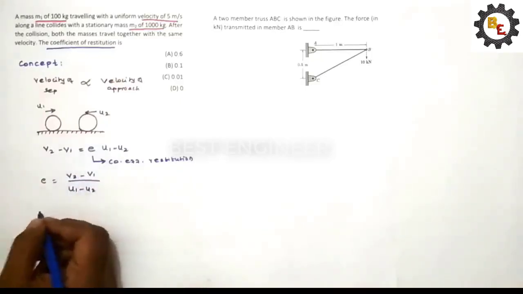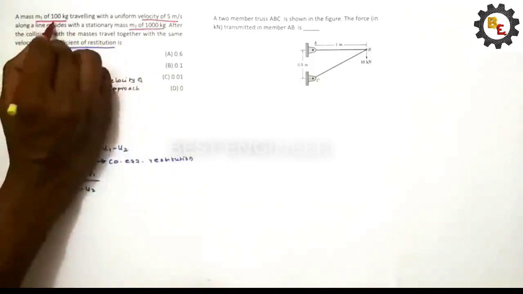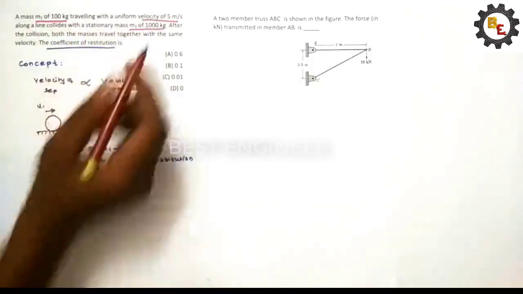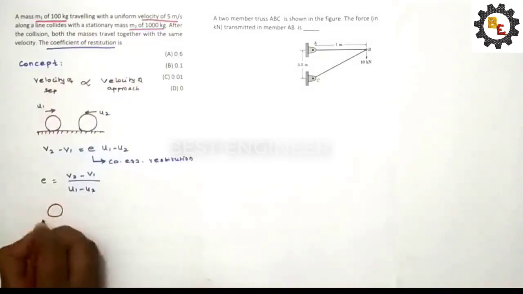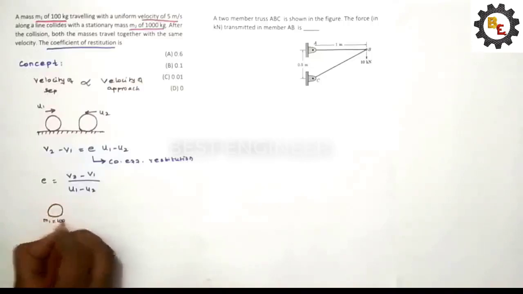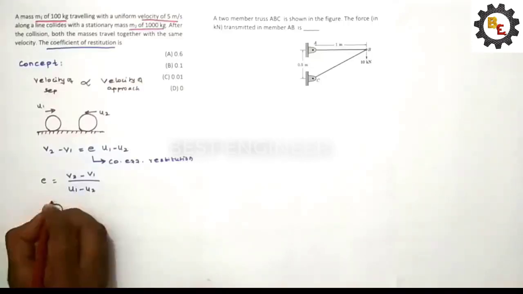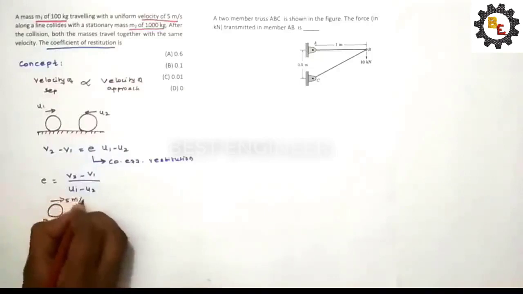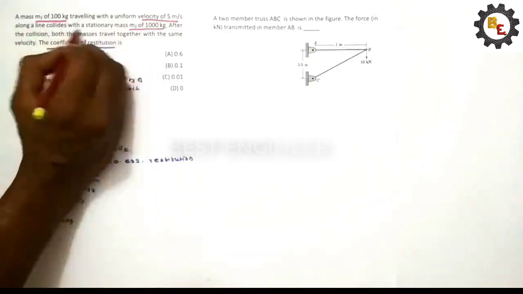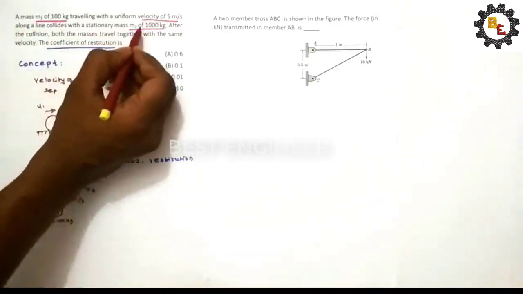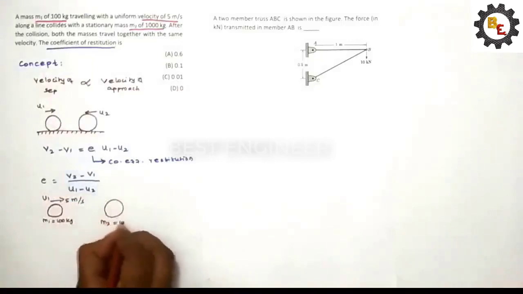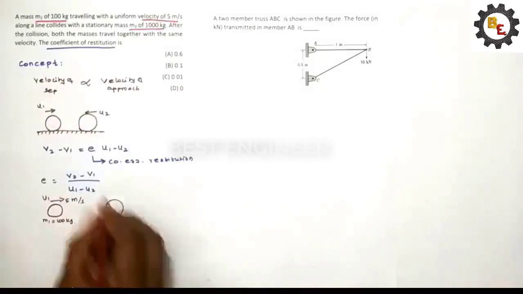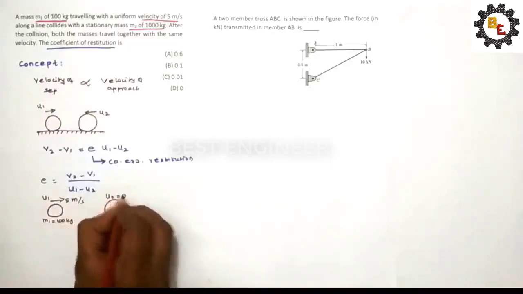Now let's go for the problem. Our object m1, of 100 kg, travels with a velocity of 5 meter per second along a line and collides with the stationary mass m2. So u1 equals 5 meter per second, and m2 is initially at rest, so u2 equals 0.